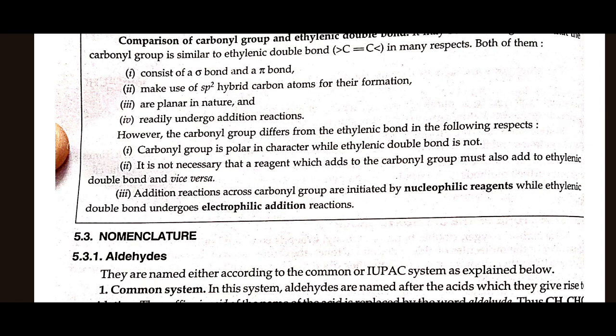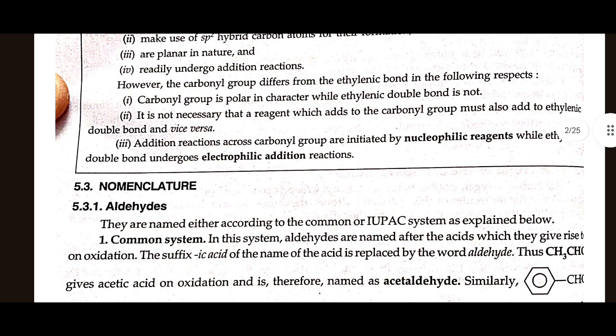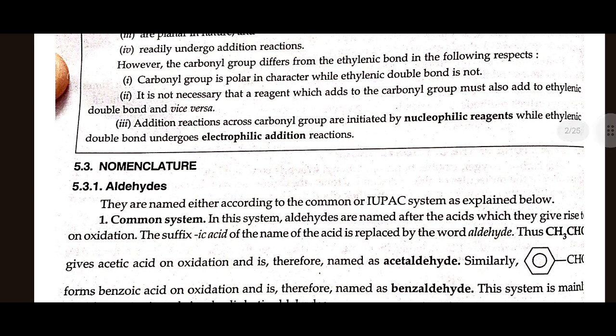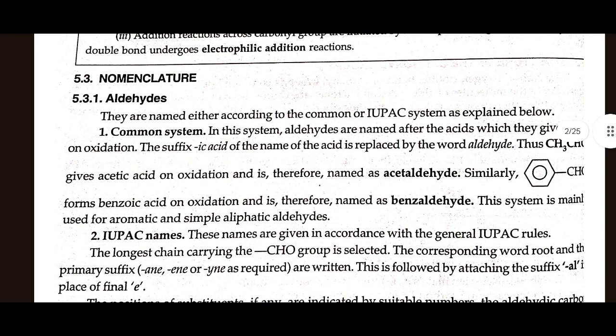However, the carbonyl group differs from the ethylenic bond in the following respects. First, the carbonyl group is polar in character while the ethylenic double bond is not. Second, it is not necessary that a reagent which adds to the carbonyl group must also add to the ethylene double bond and vice versa. Third, addition reactions across the carbonyl group are initiated by nucleophilic reagents while the ethylenic double bond undergoes electrophilic addition reactions.